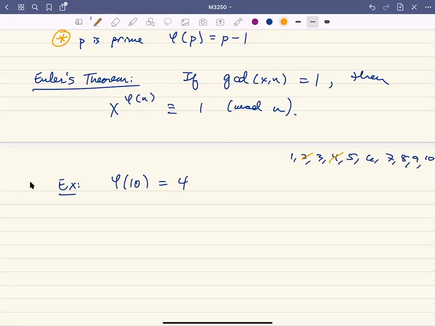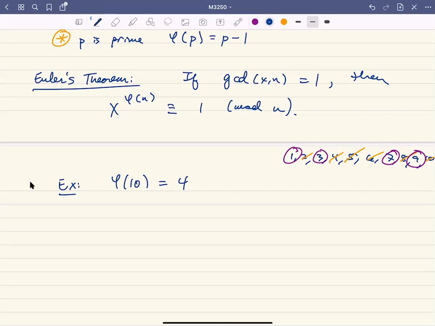Okay, so you'd start with crossing off all the evens because 10 is even, so they would have 2 as a common prime factor, and then you would also cross off 5 because 5 divides 10. And you're left with 4 numbers, namely 1, 3, 7, and 9, that are relatively prime with 10. So phi of 10 is 4.